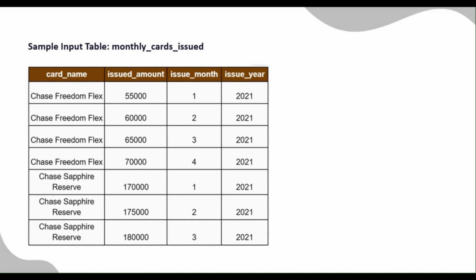Now coming to the second card, that is Sapphire Reserve card, the issued amounts you can see from the input table are, for the month of January it is 1,70,000, for the month of February it is 1,75,000, and for the month of March it is 1,80,000. So in this case the maximum issued amount is 1,80,000 and the minimum is 1,70,000. So the difference between both of them will come out to be 10,000, that is 1,80,000 minus 1,70,000, that will give us 10,000. So that's our output.